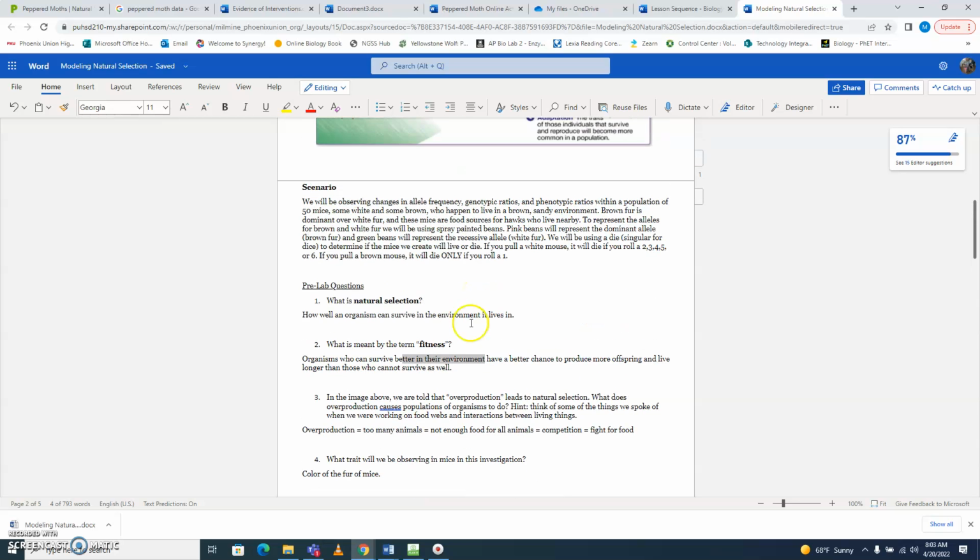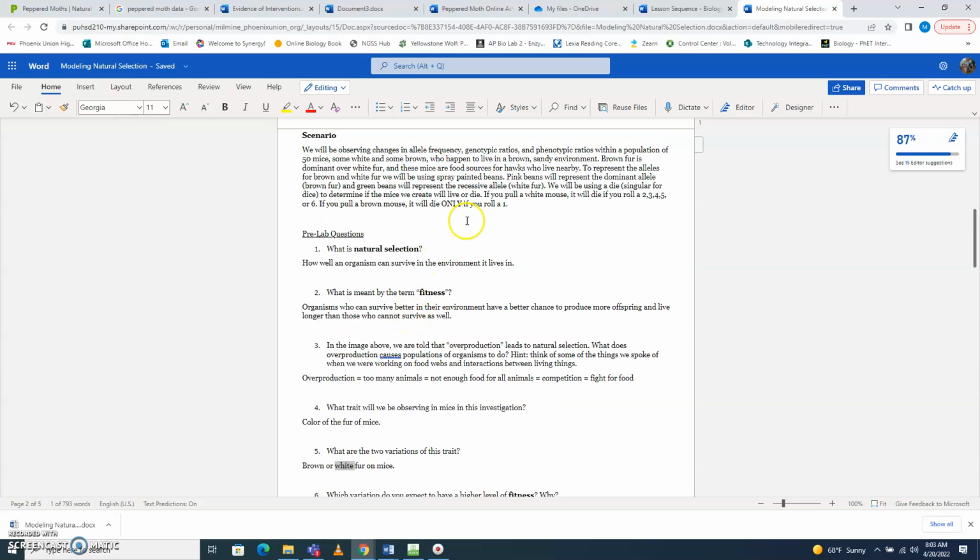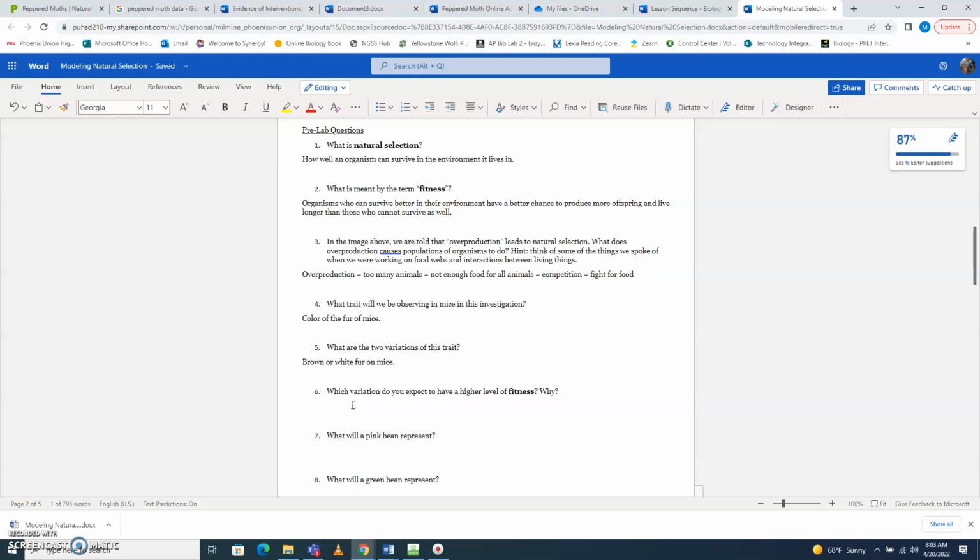What does this environment look like? The environment is brown and sandy. So which mouse do we think will live better in a brown sandy environment? Brown mice or white mice? Well, considering that there is a predator, hawks eat mice, I would suspect the brown mouse to live better. So they will have a higher level of fitness because they can blend in with the brown sandy environment.